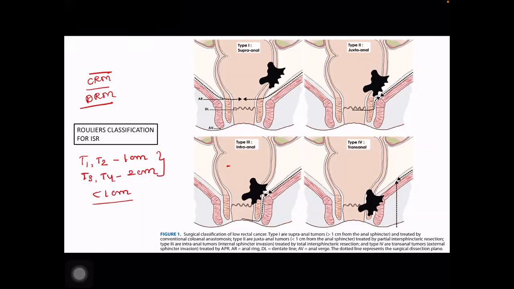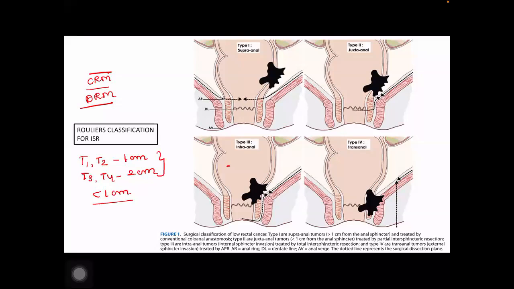But ideally, what the studies say is for T1, T2, a distal margin of 1 centimeter is enough. For T3, T4, 2 centimeters is enough. But for a tumor close to the sphincter complex, you can't give 2 centimeters, as it will compromise the sphincter. So even a margin of less than 1 centimeter is acceptable, but you have to document by intraoperative frozen section that the margin is tumor-free.